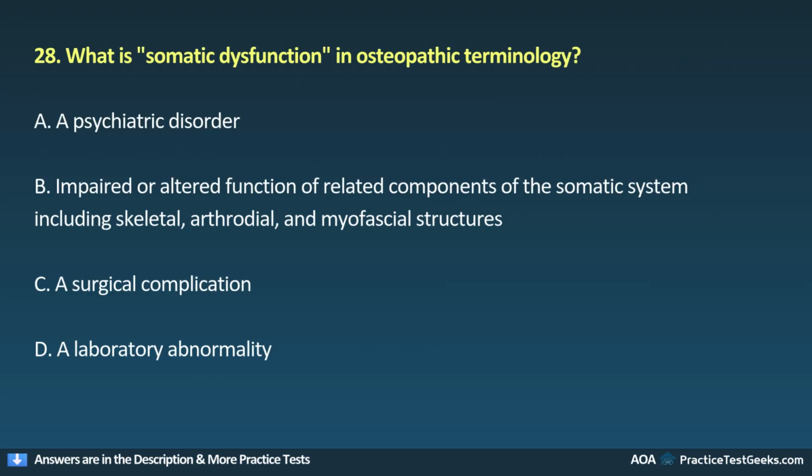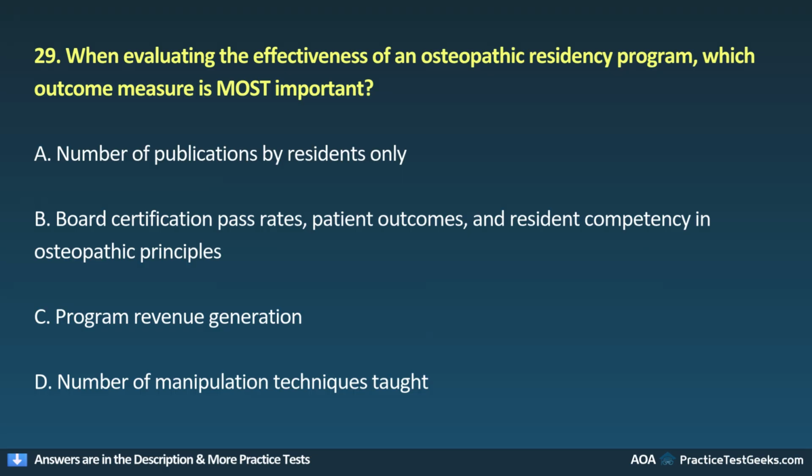28. What is somatic dysfunction in osteopathic terminology? A. A psychiatric disorder. B. Impaired or altered function of related components of the somatic system, including skeletal, arthrodial, and myofascial structures. C. A surgical complication. D. A laboratory abnormality.